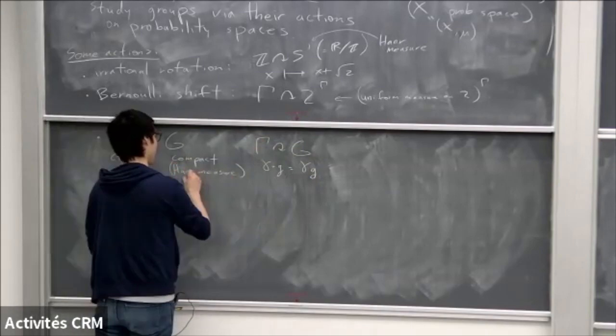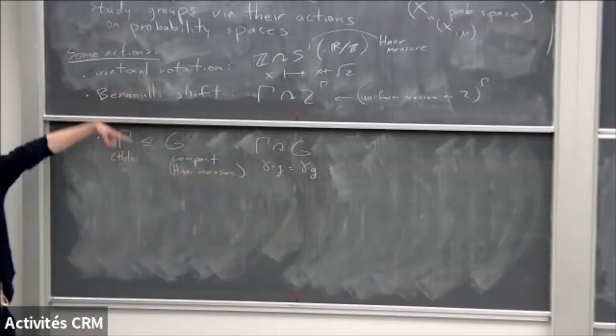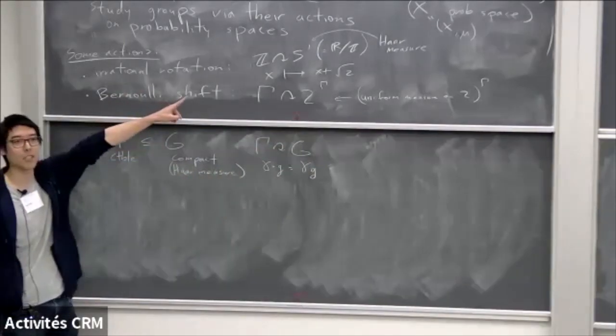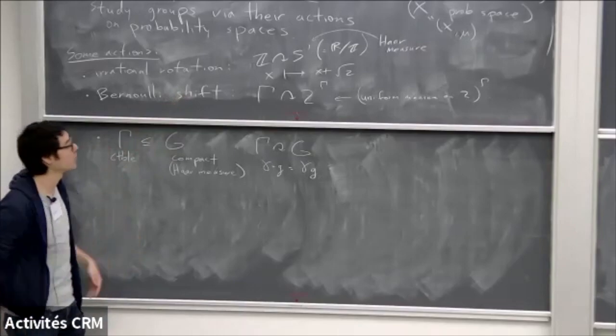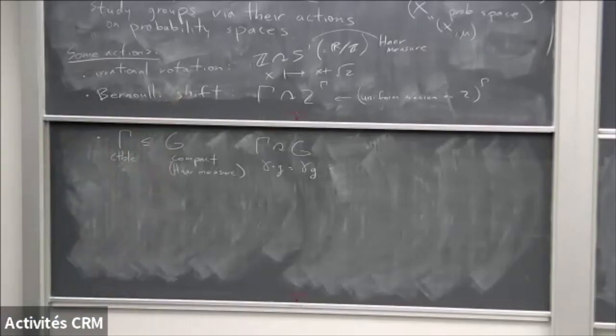So actually the first example is a special case of this, right? Because S1 is a compact group, and then you just take any infinite cyclic subgroup of it. You can also take the finite one, but it's not interesting. Okay, so I'm mostly going to be talking about these actions and maybe a couple other ones, but maybe I'll motivate them later. Okay, so these are all actions on probability spaces.